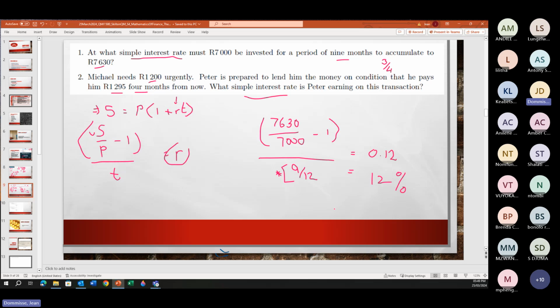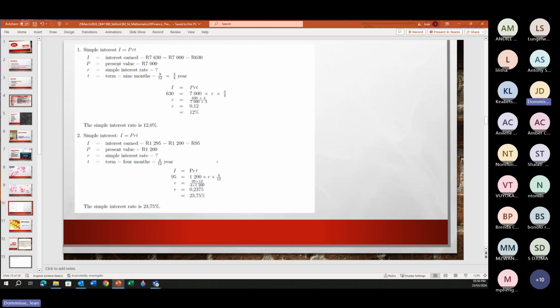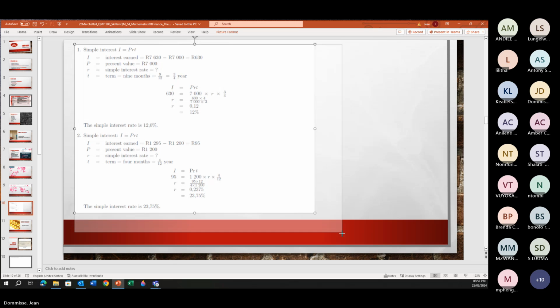So it will be 1295 divided by 1200 minus 1, which will give you 0.079. But if you then divide that by a third, it gives you around 23.75%. So what I've done is for both of them, I have included the answers, but you can just check for yourself as well.